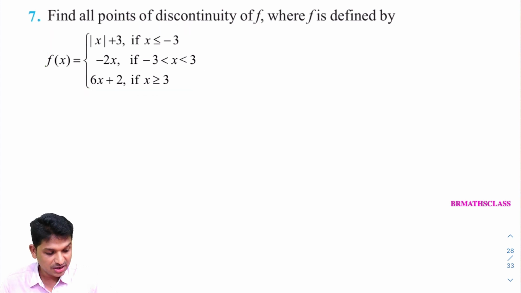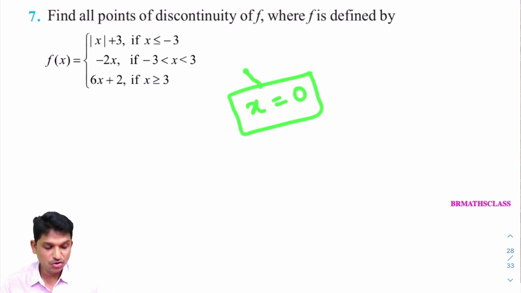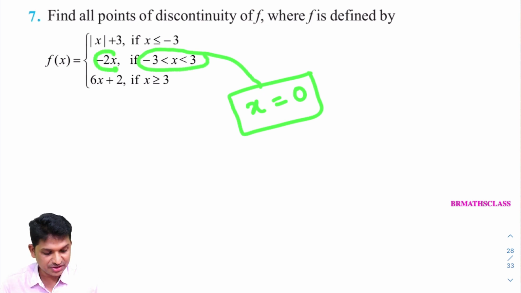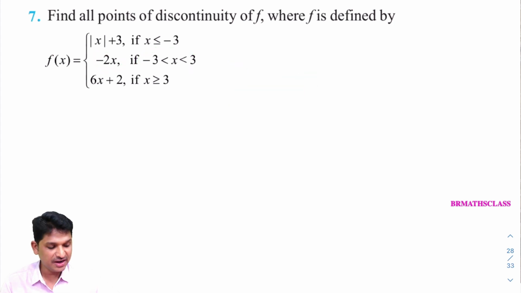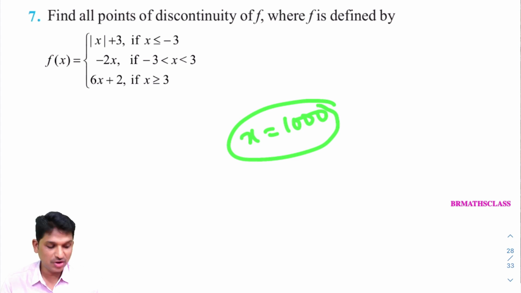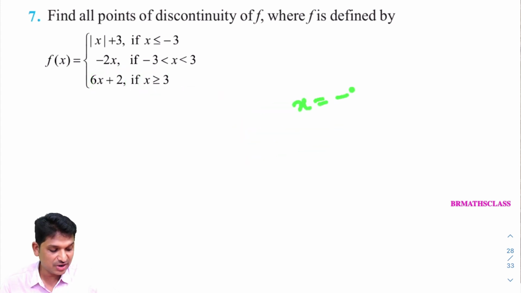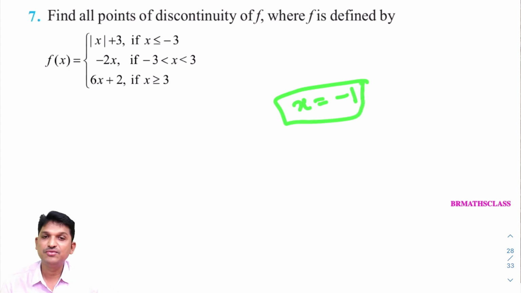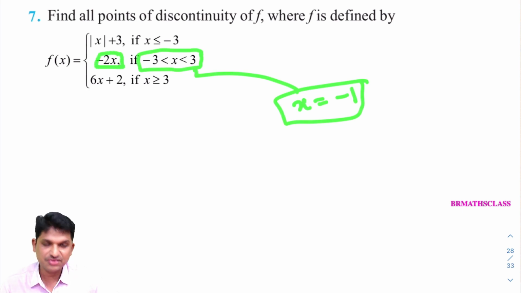For example, x equal to 0. Then which function to choose? You observe 0 is in this interval, so when x equal to 0, we need to choose minus 2x. When x equal to 1000, which function to choose? 1000 is greater than 3, so I need to choose the third function. X value is minus 1. Which function to choose? Minus 1 is in between minus 3 and plus 3, so we need to choose this function.